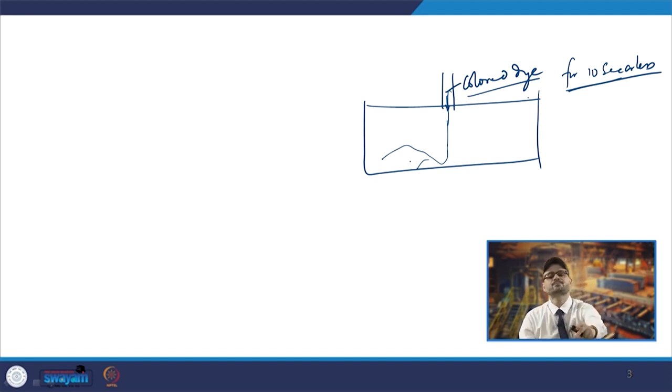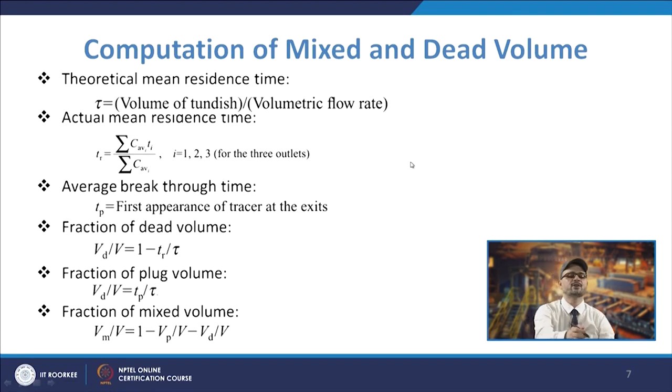That we will discuss. So, what is shown is that we get the theoretical mean residence time by volume of Tundish to volumetric flow rate. Now we have to calculate the actual mean residence time, and normally when you have only one outlet, it will be summation of Ci Ti divided by summation of Ci, where Ci is the concentration monitored at the outlet. Normally it is a dimensionless concentration, the concentration divided by the amount of tracer which you have put in.